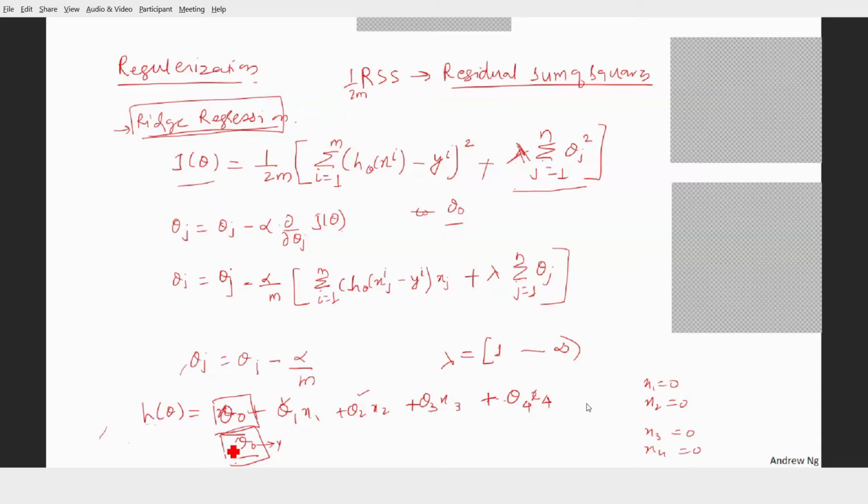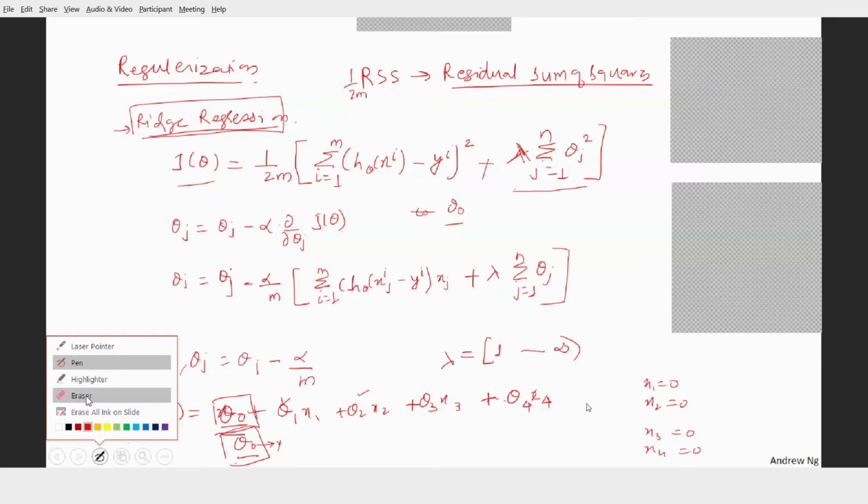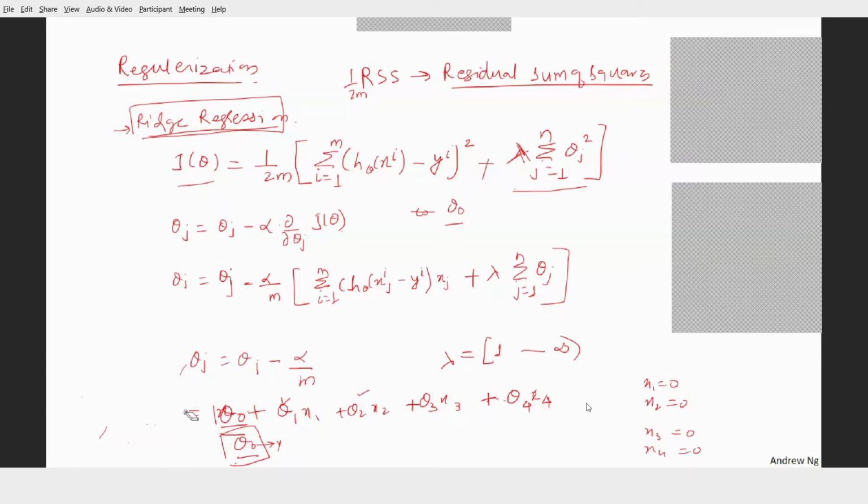Therefore, we are not going to touch this theta 0. We are not going to touch this value. We are just going to update our theta j updation equation based on our ridge regression. Okay, let us see now how we do that.